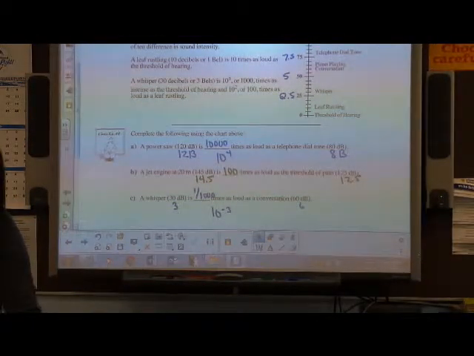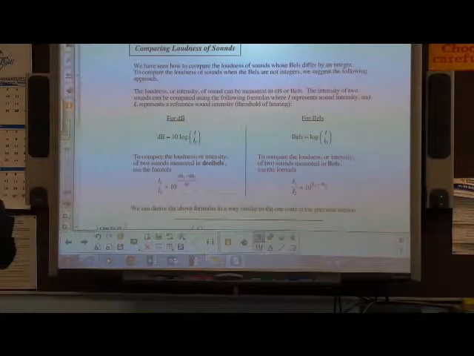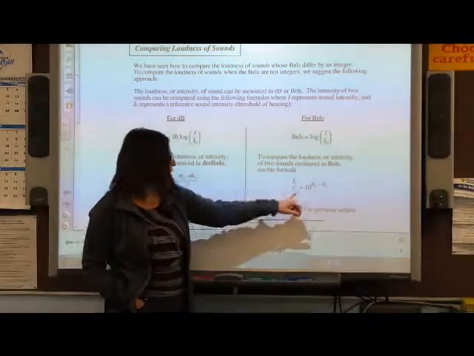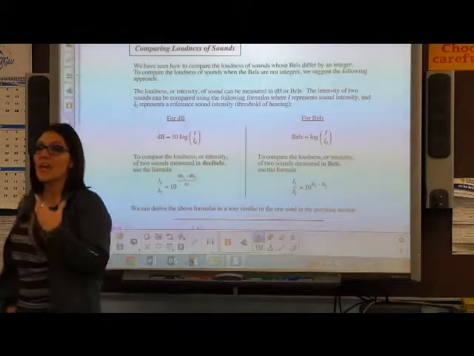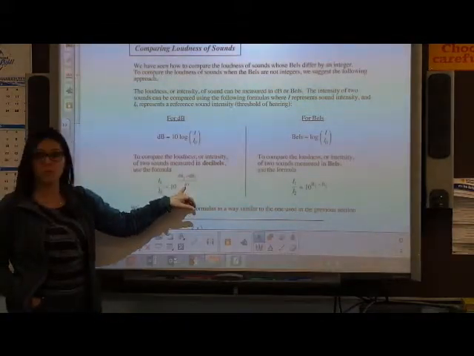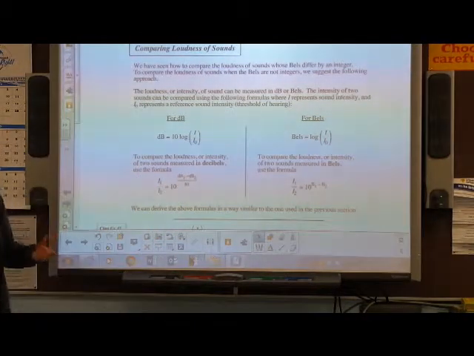Okay. And again, on the following page, we have this comparison of the intensities where we can subtract the bells, so 10 to the power of the bells. If it's given to me in decibels, then I would just subtract the decibels over 10 or change them into bells beforehand. Okay?